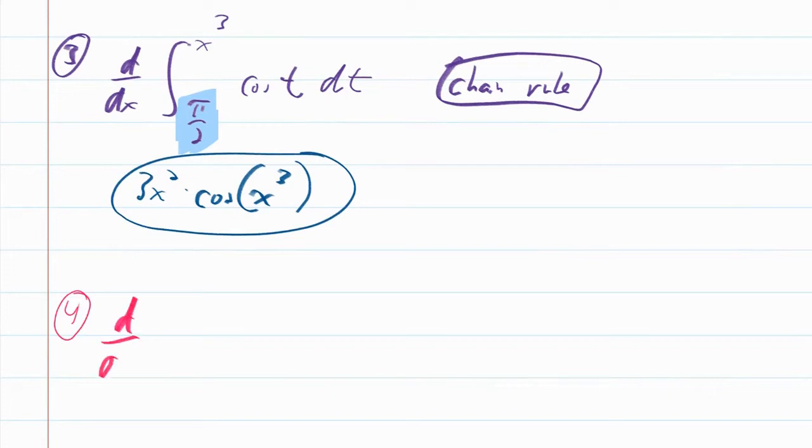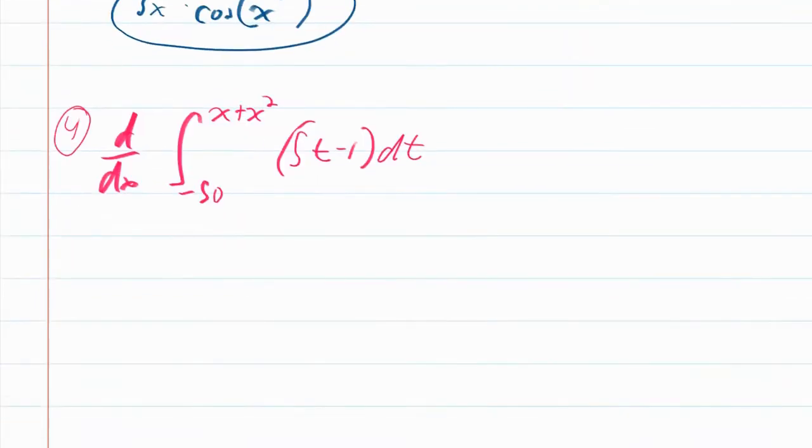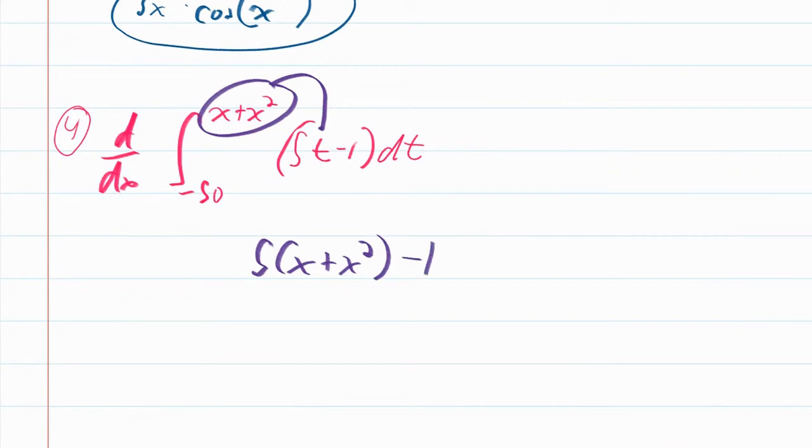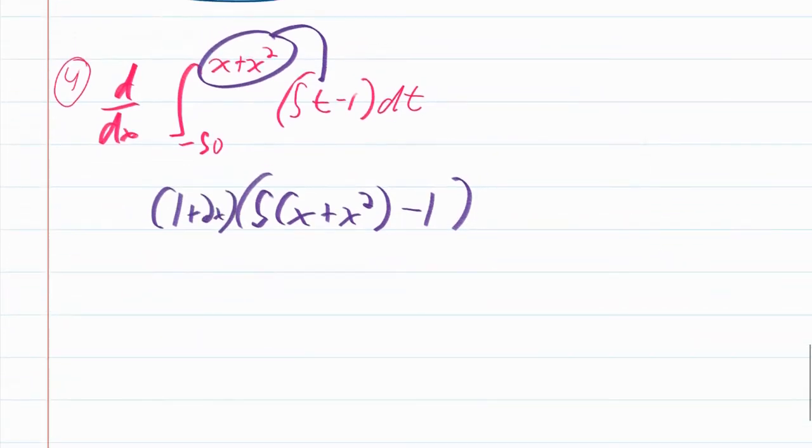But let's do another practice of the derivative of the integral from negative 50 to x plus x squared of 5t minus 1 dt. Well, first step, let's just substitute this in. So I have 5 times x plus x squared minus 1. But then we're going to multiply that by the derivative of x plus x squared, which is 1 plus 2x. And I'm just going to do a little bit of cleanup. 2x plus 1, 5x squared plus 5x minus 1.